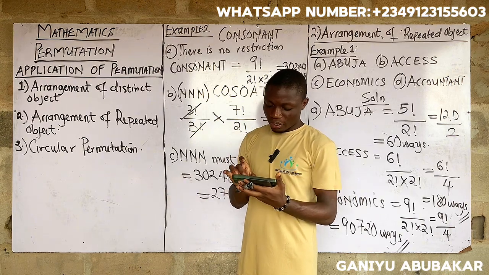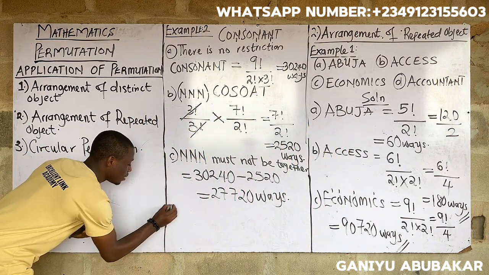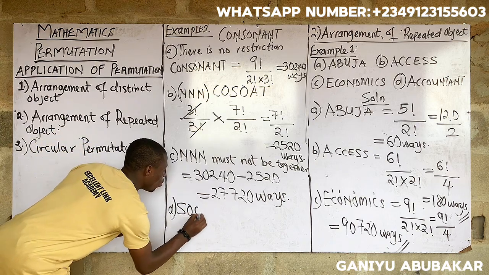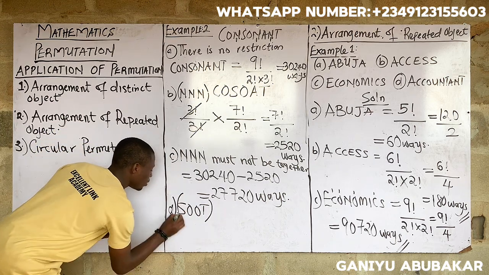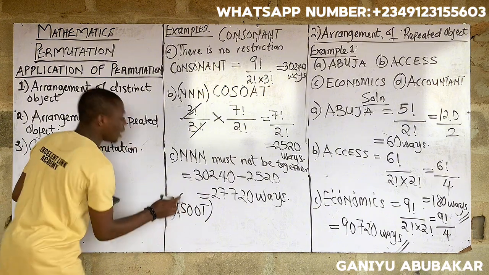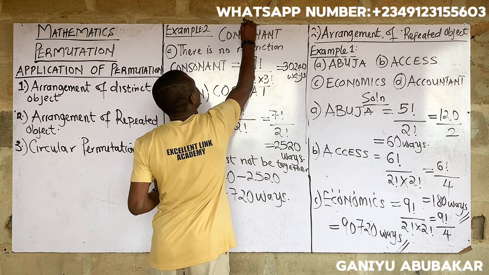Let's do D. For D, this says SOOT must be together. So if I have SOOT together, if I pick, observe please, I'll pick SOOT.